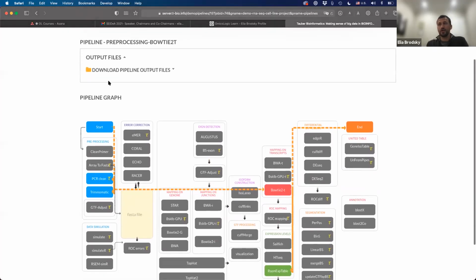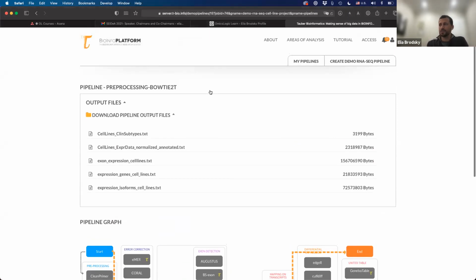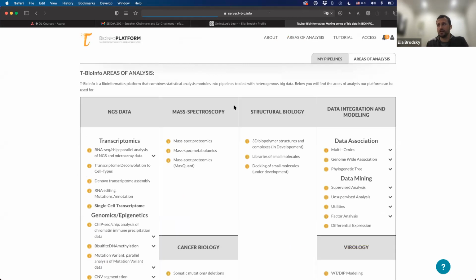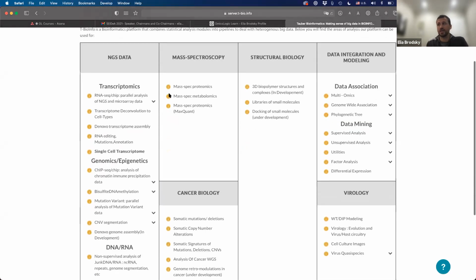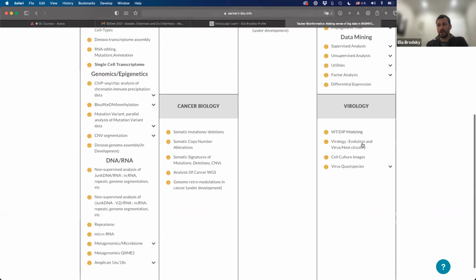Now, as a result of running these workflows, you also get a clear sense of the logic behind the analysis, including the inputs and outputs of different methods. And so once you're ready to transition to your own independent pipeline that you want to build on your own, now you at least understand the logic. Why would I use this method and not that method? When would I try to modify this setting or that setting? And this spans, as I mentioned, across many different areas of analysis, including next generation sequencing data, mass spectroscopy, structural biology, as well as many methods for data integration and modeling, machine learning, and other types of applications.